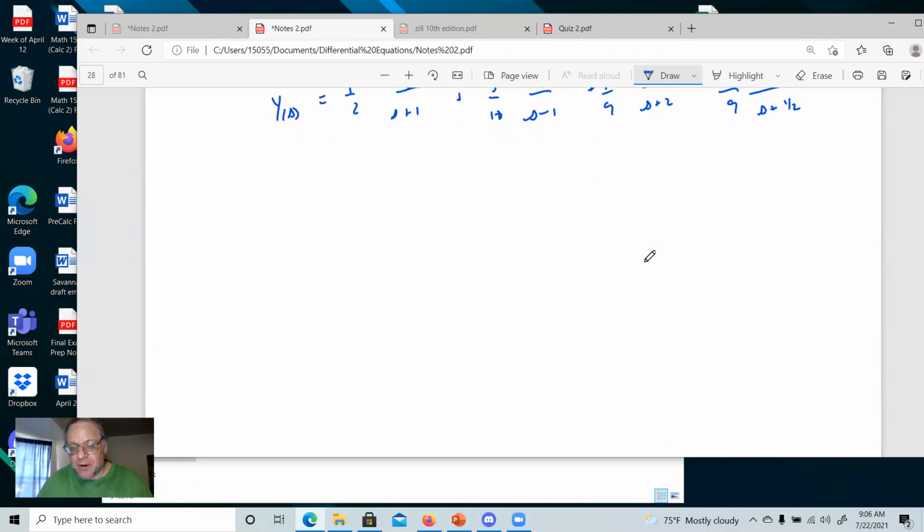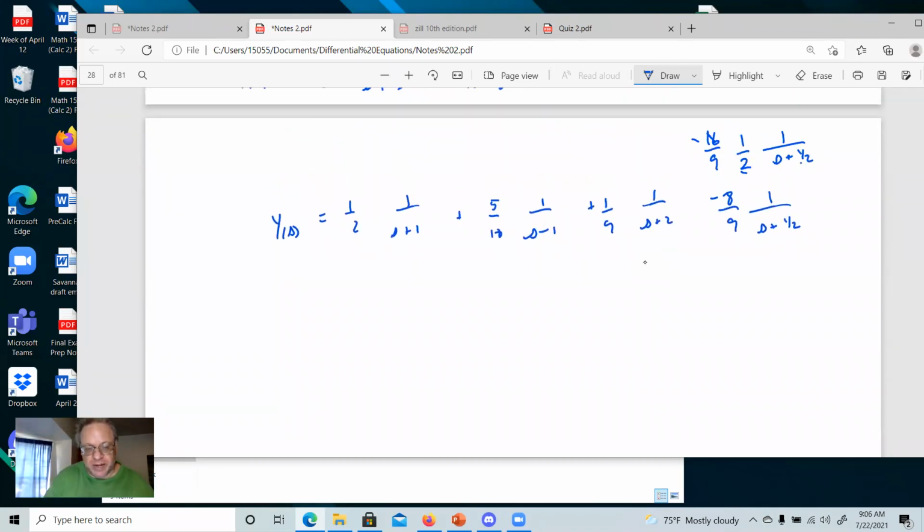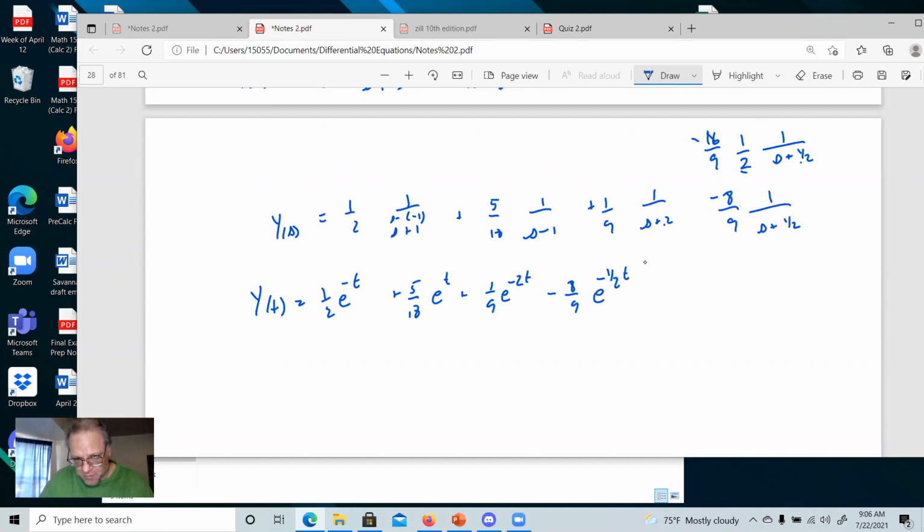All right, now we're going to take the inverse Laplace transform, so we're going to get y of t equal to 1/2 e to the negative t, because it's s minus what's going on here. And we have plus 5/18 e to the t plus 1/9 e to the negative 2t, that's here, minus 8/9 e to the negative 1/2 t. And there you go, there's our differential equation solved.